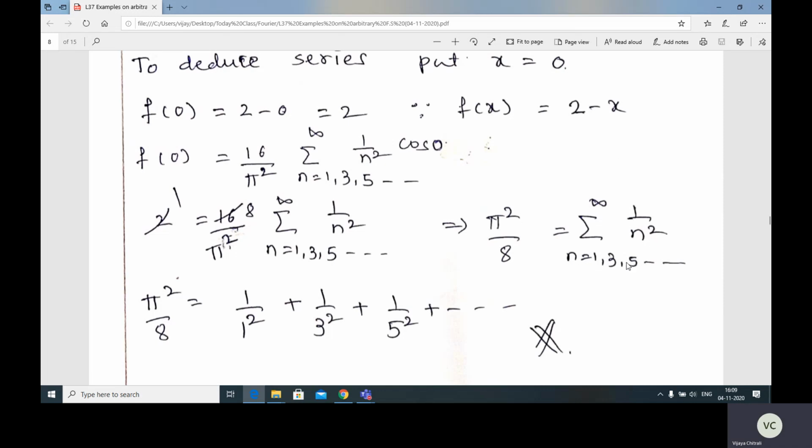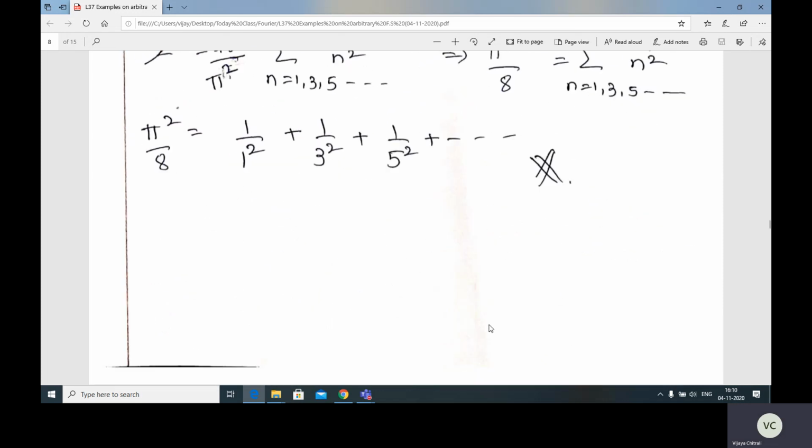So here 1, 3, 5. These are odd numbers. So we can replace this n as 2n minus 1, because n is equal to 1, 2, 3, and so on. Because 2n is even, 2n minus 1 is odd. So we'll get pi square by 8 as 1 divided by 1 square plus 1 divided by 3 square plus 1 divided by 5 square plus so on. So we may write this as pi square by 8 is equal to summation of 1 divided by 2n minus 1 raised to 2. So this will be the required answer.